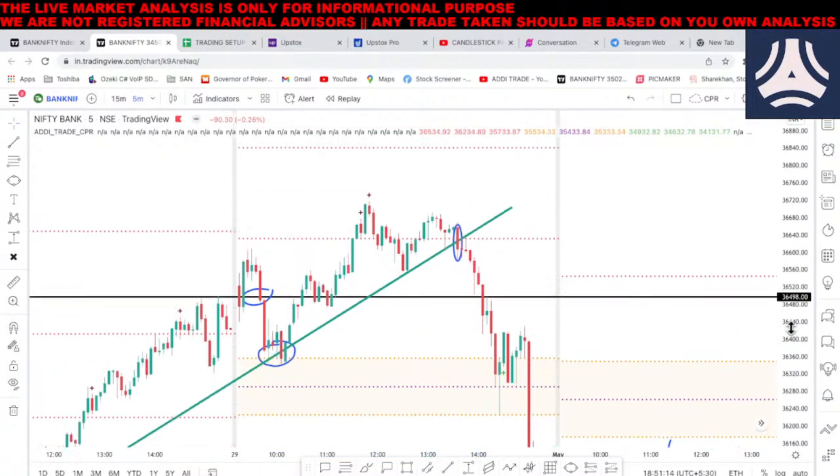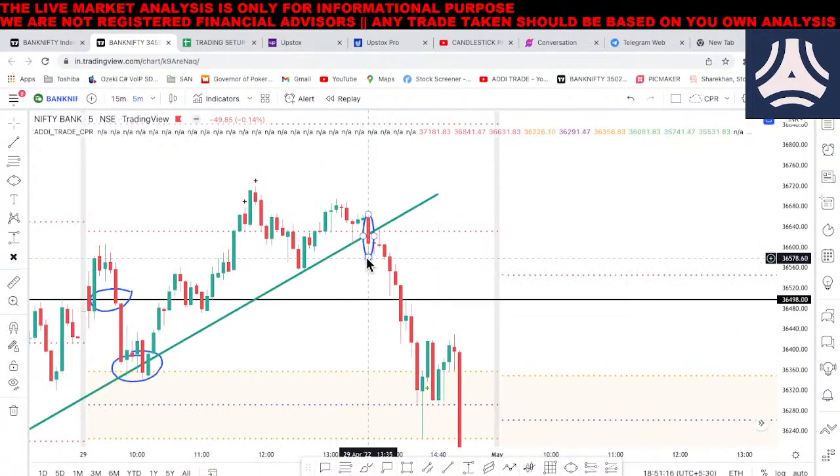If we had entered here, we would have chosen our stop loss as R1 itself. This dotted line is the R1 of CPR. If any candle closes above R1, we would have taken a stop loss. And since we are entering after this candle, right?